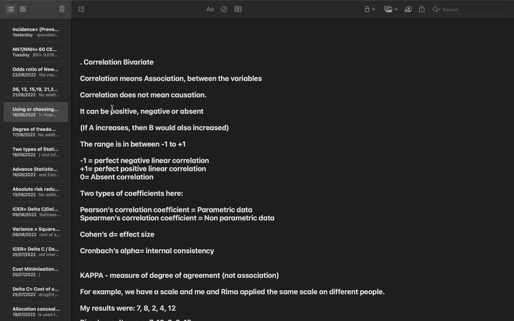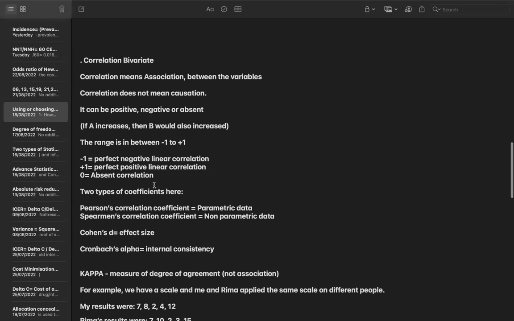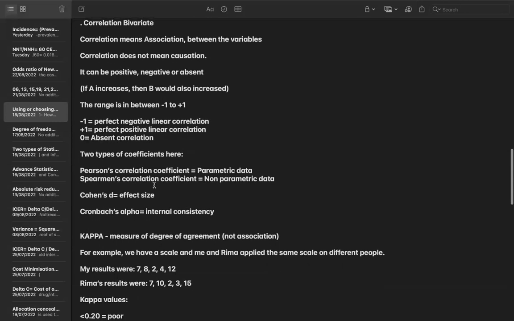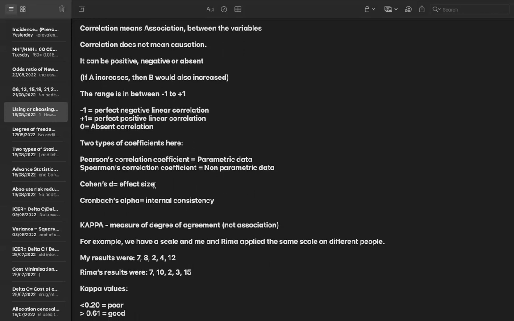-1 means no association. +1 means perfect association, and 0 means absent correlation. Okay, negative correlation and absent correlation, we have a huge difference. I hope you know the difference. Then obviously we all have done our mathematics and we do need coefficients.